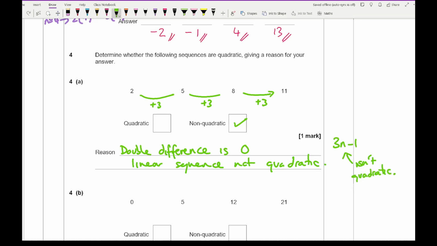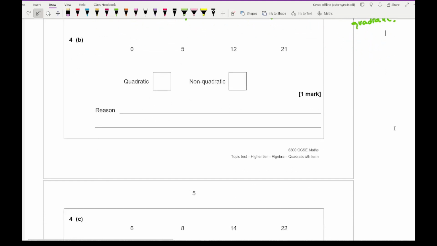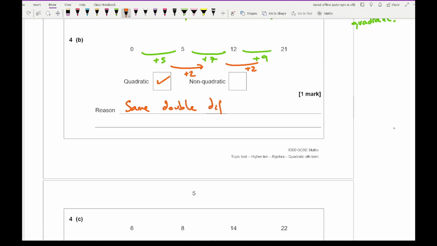So something along those lines, any of those three would be absolutely fine. Then moving on to question 4b, we need to determine this. So here, if we look at the difference, that's plus 5, plus 7, plus 9. This is looking promising. So then the double difference is plus 2, plus 2. So this is going to be a quadratic. And again, we can say that it's got the same double difference. And something along those lines would be absolutely fine.